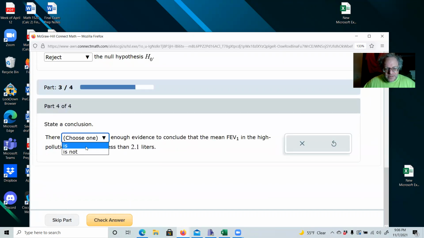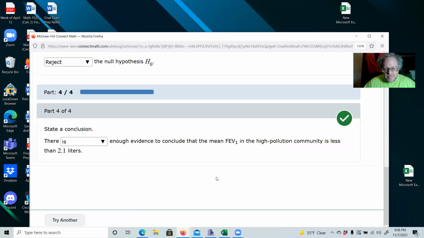And we are going to say there is enough evidence to conclude that the mean FEV is less than, that's all you can say. Okay. So there we go. All right.